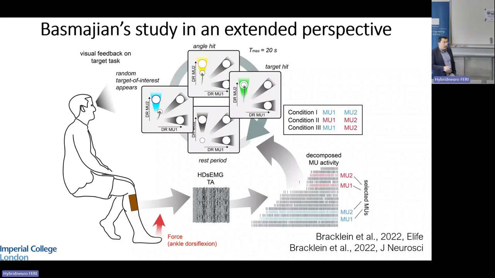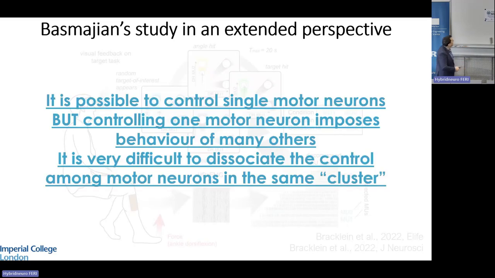Now, the long story made short, if you do that, then you will find out that the subjects can mainly, exclusively, do this. What is this? When the two units are controlled together in the same way. Fully correlated. It's very difficult to detach the behavior of those two units. So if you take one at a time, you can control it. If you take the other one, you can control it. But if you take the two together, you can still control them, but not separately. They are glued together.